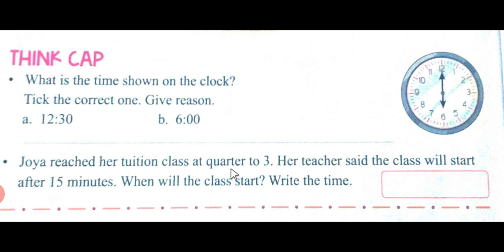Zoya reached her tuition class at 2:45. 2:45 means there are 15 minutes still left to be 3. Her teacher said that this class will start after 15 minutes. When will the class start? Write the time. You write 3 o'clock.